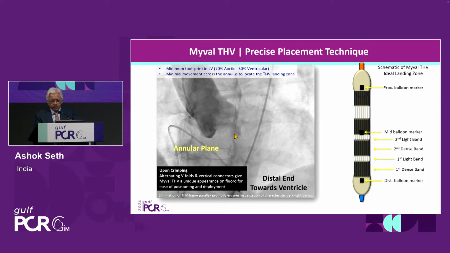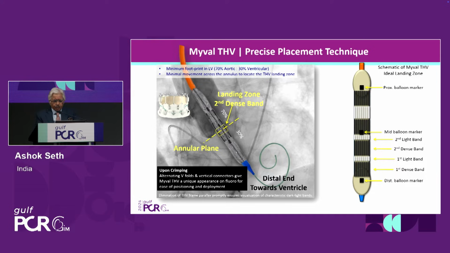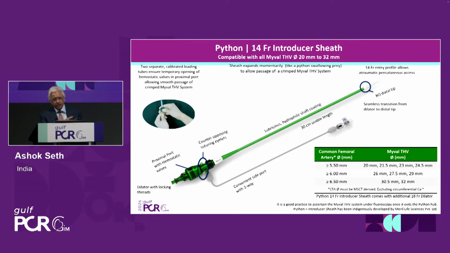Here's the annular plane, as you can see. And when the valve is inserted, we would like to implant it at the annular plane, the second dense band at the annular plane, which is a 70-30 positioning of this THV. When the valve expands, with a 22 to 24% foreshortening, it would end up at 80-20 or 85-10. So that's what we want to do, and therefore it aids this accurate positioning, as you would see here. And you would see some of this being demonstrated in the live case as it is performed. It goes through this 14 French lubricious introducer sheath.